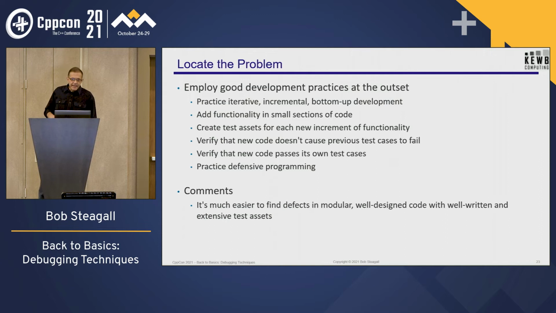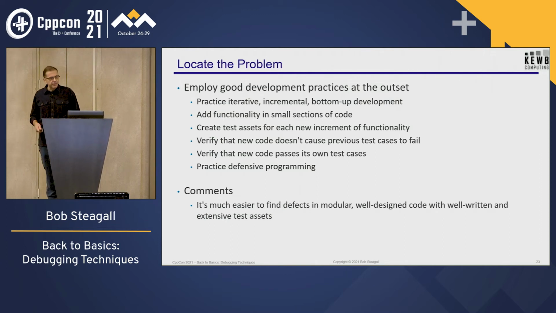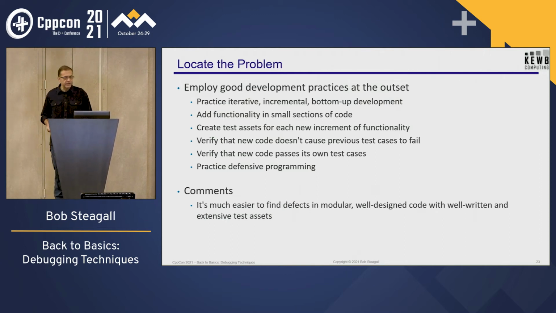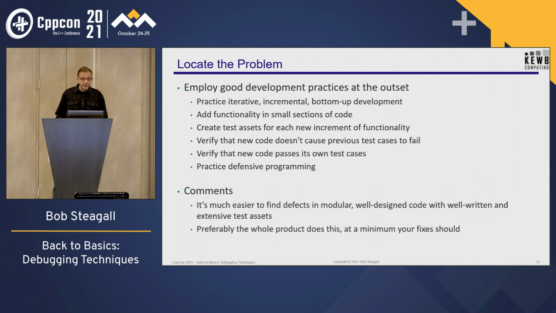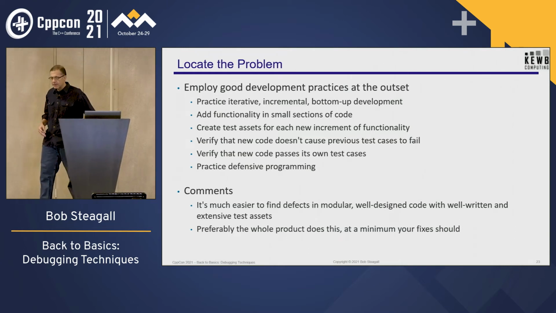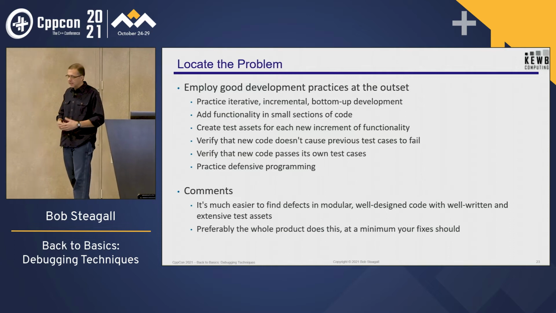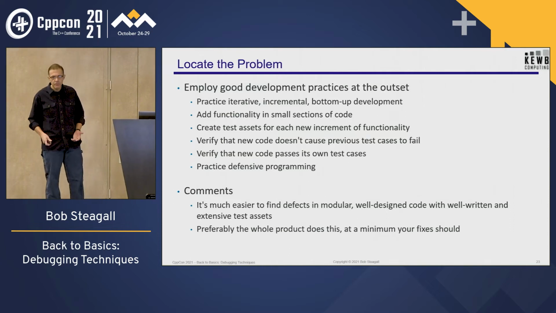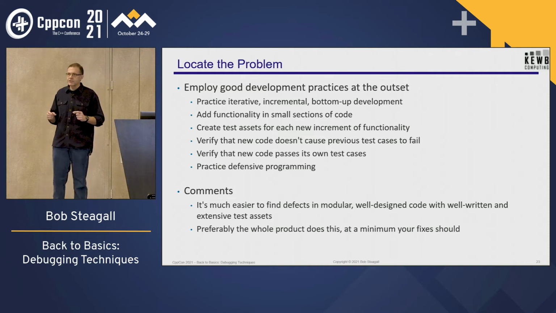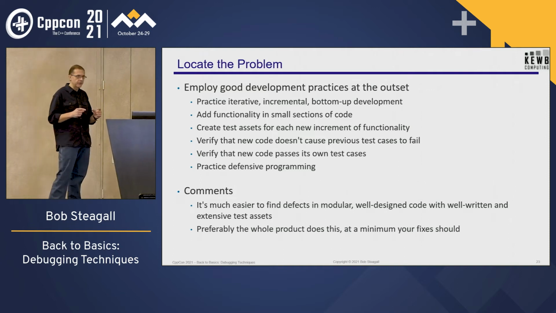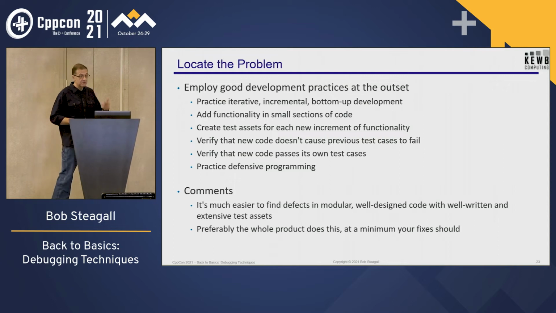So it's much easier to find defects in code that's well designed and well written and has extensive test assets. And preferably the whole product does this. At a minimum, your fixes should. Sometimes, as I said, you're handed a plate of spaghetti, it's a mess, there's nothing you can do about it, but at least in your tiny little chunk of that universe where you're fixing a problem, you can be disciplined. And so my advice is try to do that.